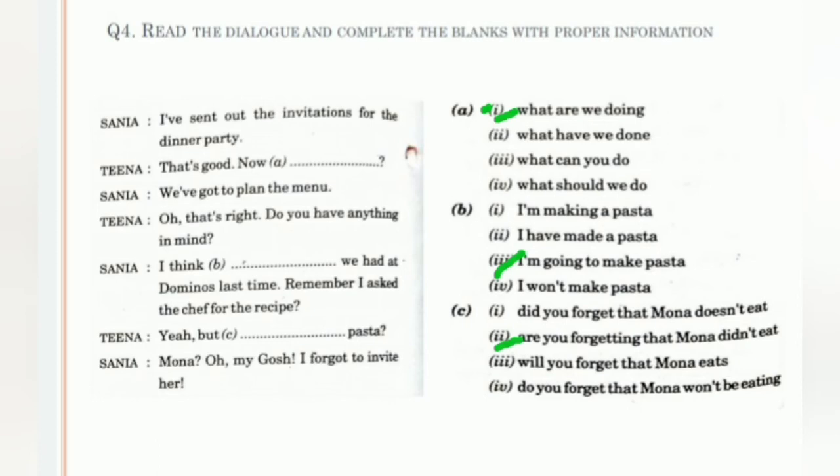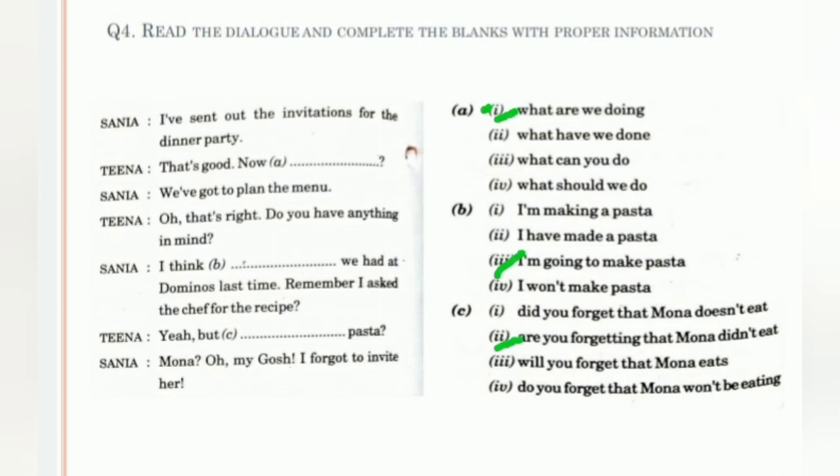Here is a proper exercise for dialogue completion. Let's go through the conversation in which there are two speakers, Sanya and Tina. Sanya says, I have sent out the invitations for the dinner party. Tina, that's good. Now, and then there is a blank before the question mark at the end. Sanya, we have got to plan the menu. Tina, oh, that's right. Do you have anything in mind?